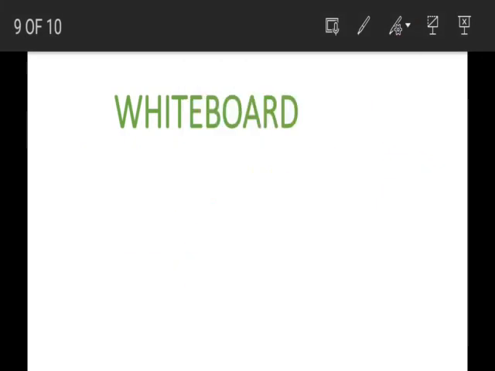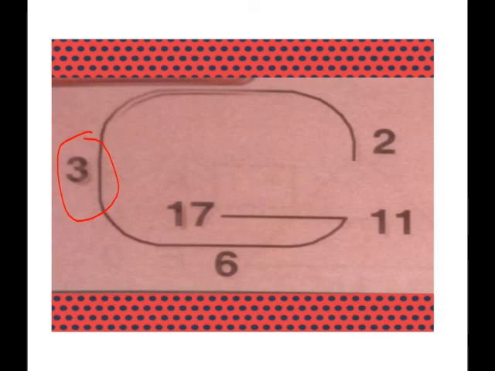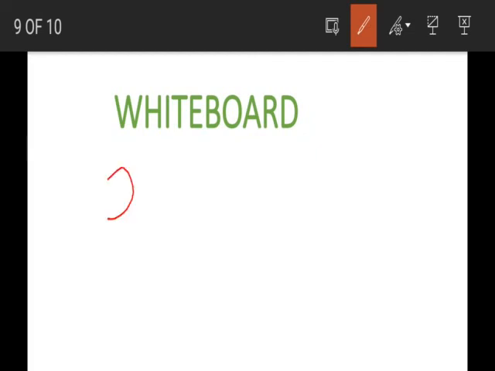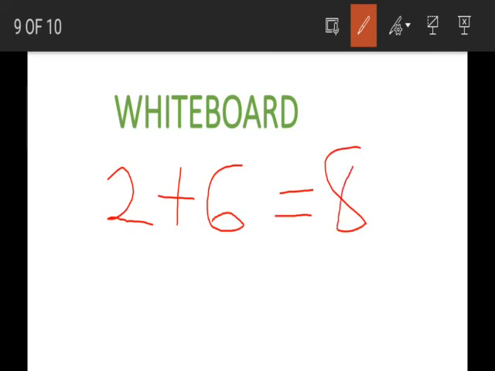Okay, let's wipe this up. Remember, the 3 is the place we are looking for. Assuming it was not given, how can we get the 3? What you simply do is add your 2 plus 6. 2 plus 6 is what? 8. Then you remove the 8 from the 11. 11 minus 8 will give you what? Your 3. That is how you can get it.